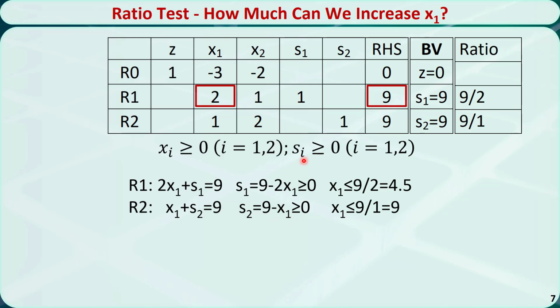Due to the sign restriction, s2 is greater than or equal to 0. So x1 is less than or equal to 9, which is the right-hand side in this row divided by the coefficient of x1. Now we have two upper bounds, 4.5 and 9. To satisfy all the sign restrictions, we have to select a smaller value, which means the largest value we can increase x1 to is 4.5. This is the actual meaning of the ratio test.